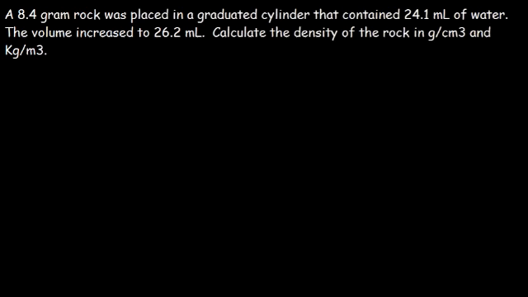Let's try this problem. An 8.4 gram rock was placed in a graduated cylinder that contained 24.1 milliliters of water. The volume went up to 26.2 milliliters. Calculate the density of the rock. The equation for density is mass divided by volume. Now let's understand what's happening here.